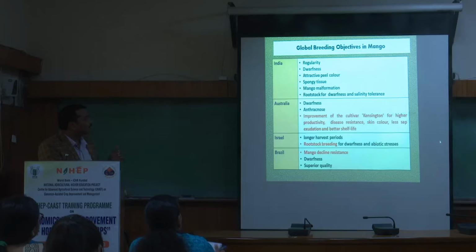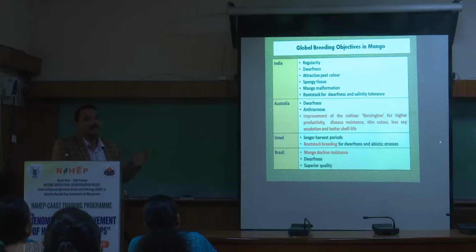I want to tell about the breeding programs happening globally. So what is their objective? If we talk about Australia, they are mainly concentrating on improvement of one variety, that is Kensington. And they are trying to incorporate all good traits in Kensington itself. Very recently, I saw one news, viral on WhatsApp, that they have released one new hybrid, an improved one over this Kensington. It is small in size, but highly colored, and dwarf tree stature is there. So many traits were given, I have not included.